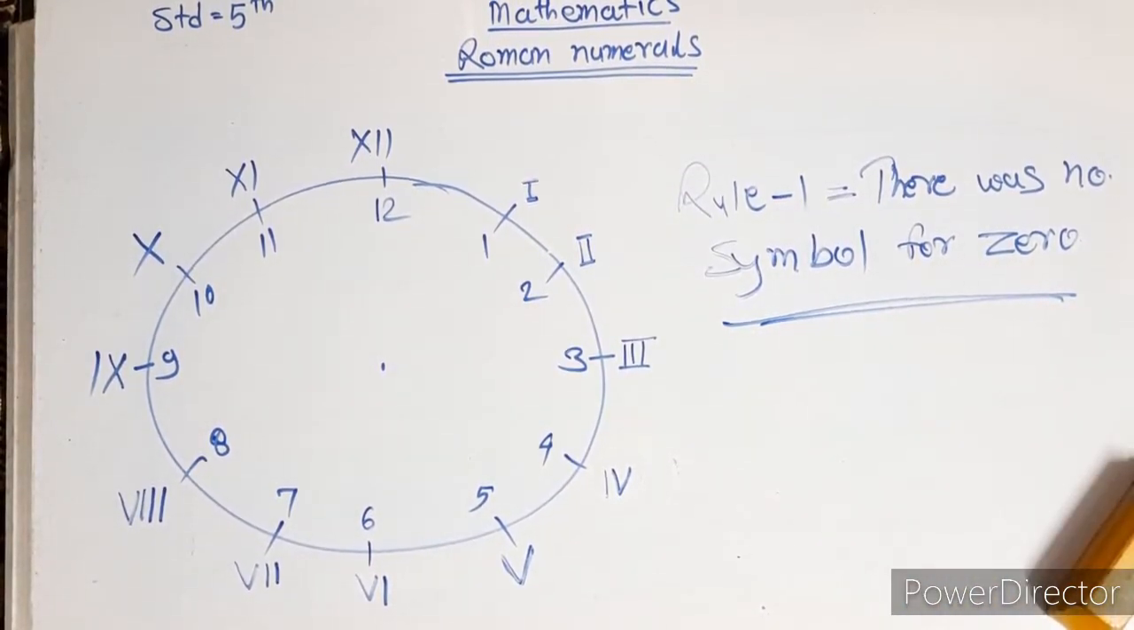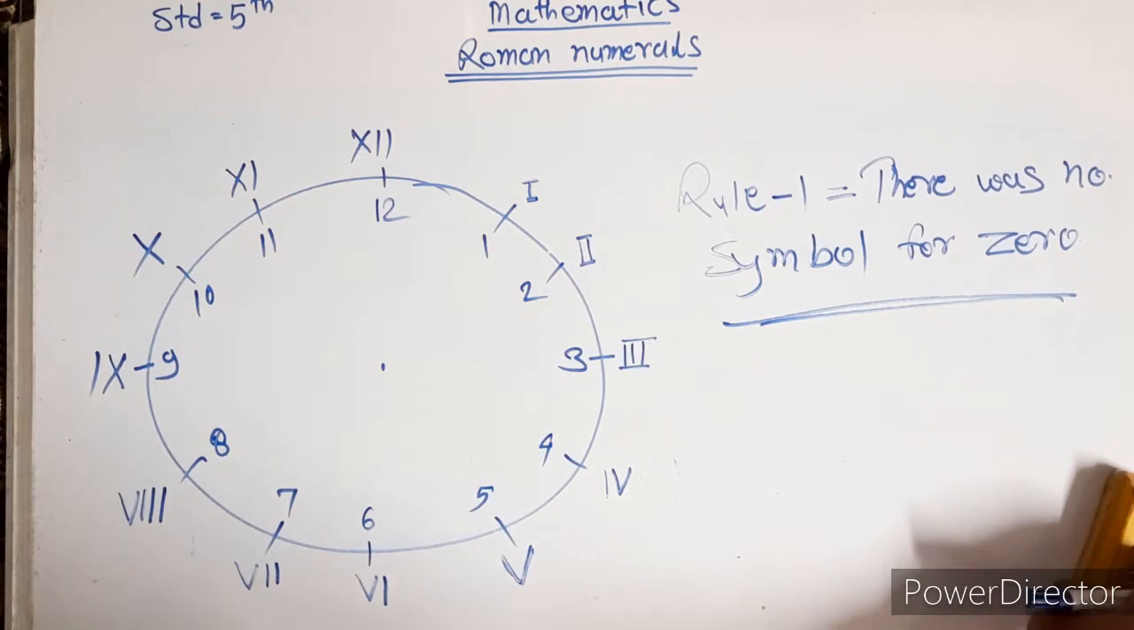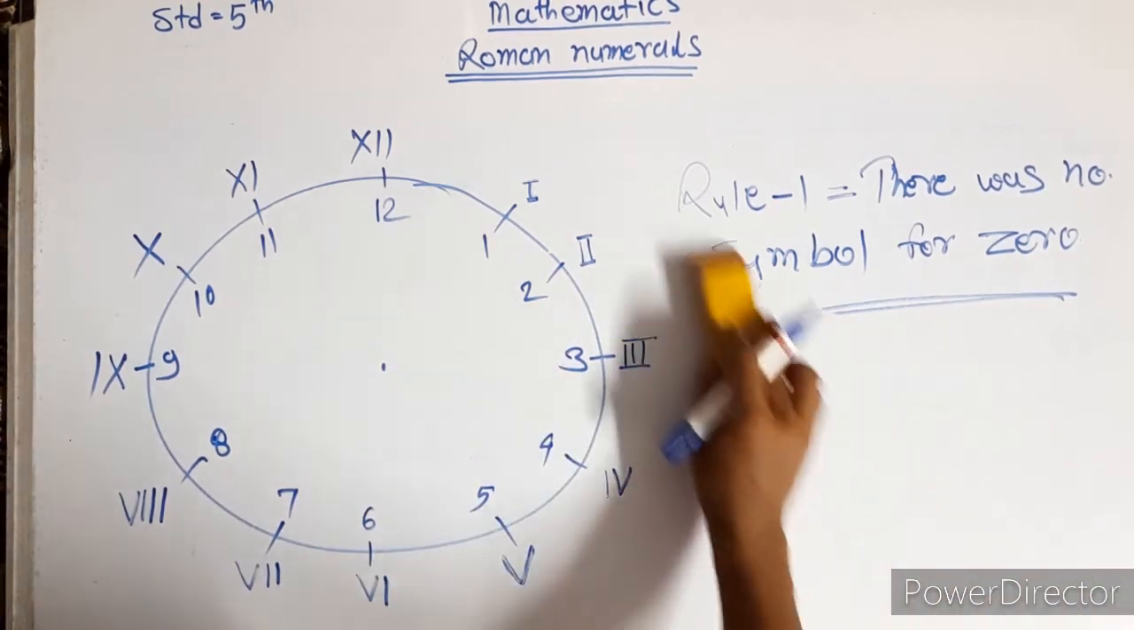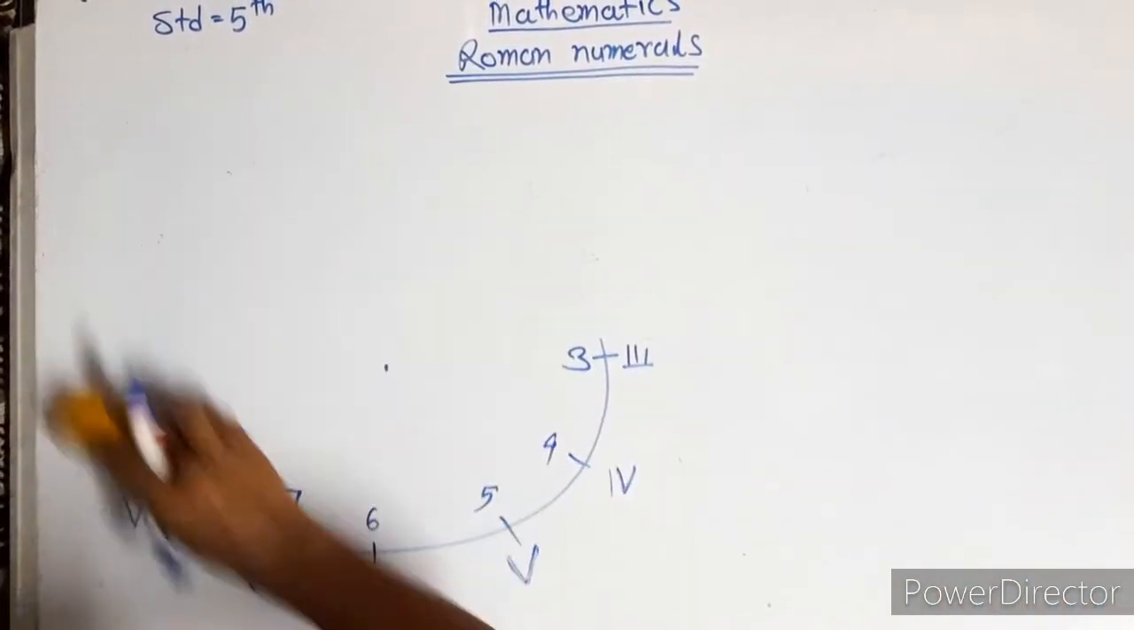Rule first, there was no symbol for 0. हे 0 साठी, शून्यासाठी कोणताही सिम्बॉल यामध्ये नाही.